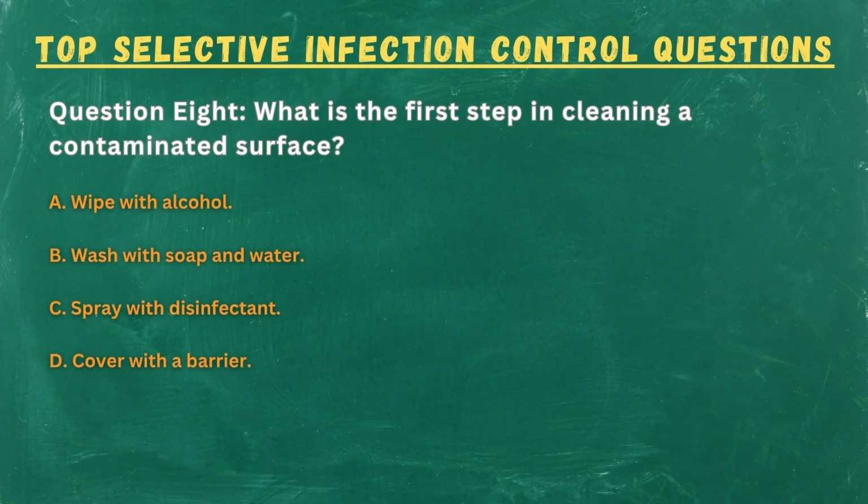Question 8. What is the first step in cleaning a contaminated surface? A. Wipe with alcohol. B. Wash with soap and water. C. Spray with disinfectant. D. Cover with a barrier. Answer. B. Wash with soap and water.